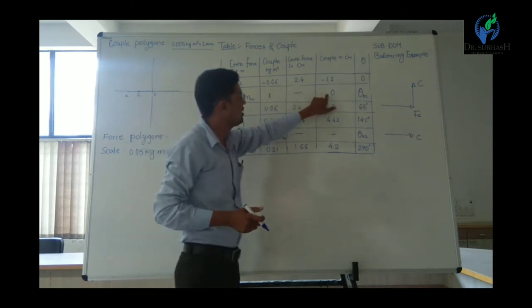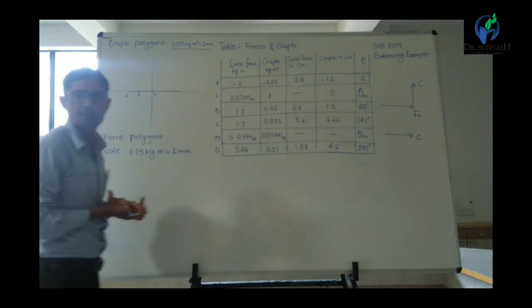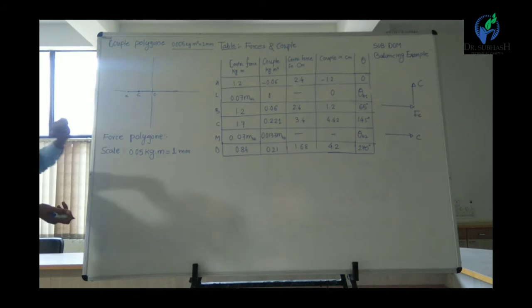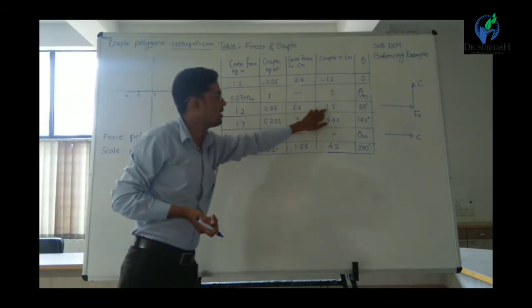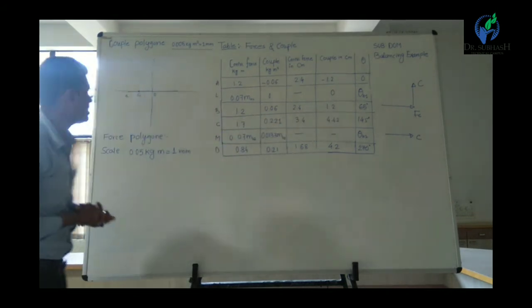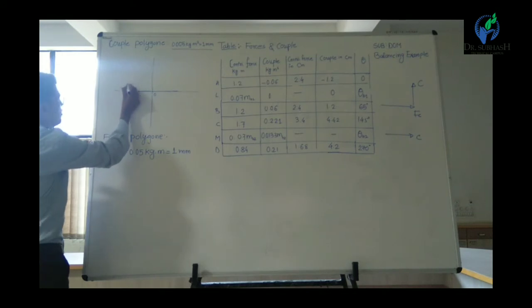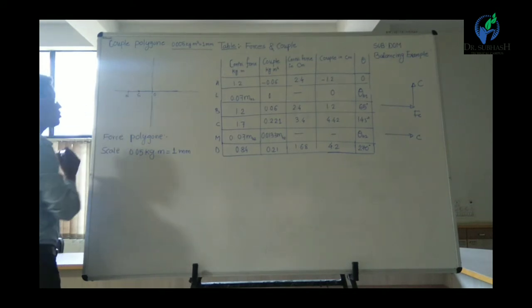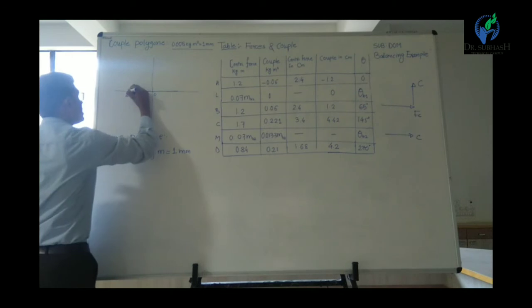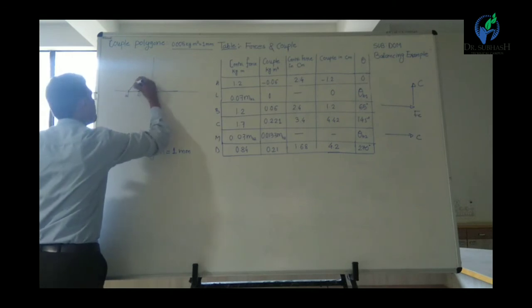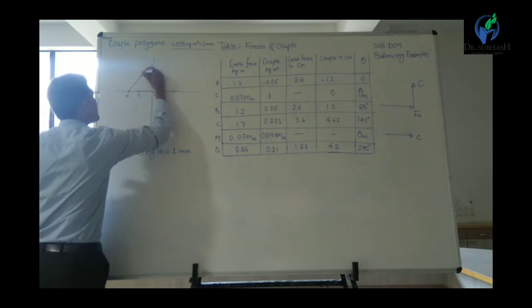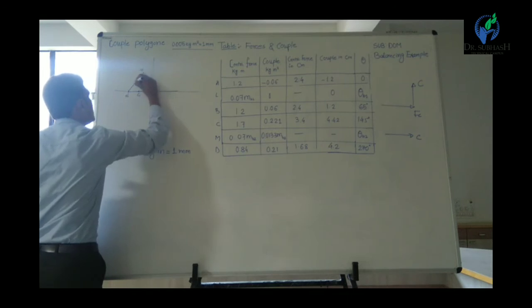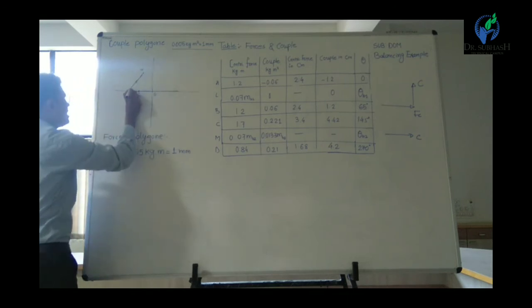Now the second value of the couple is 0, so it is not required to represent a line for this couple. The third value is 1.2 at a 65 degree angle. So this is A, and we have to start from this point A at 65 degrees. Let us draw a line having a length of 1.2 cm. This is our AB line, and this angle is 65 degrees.